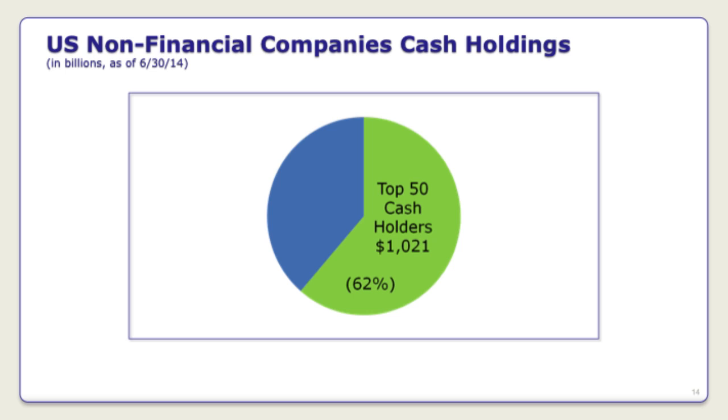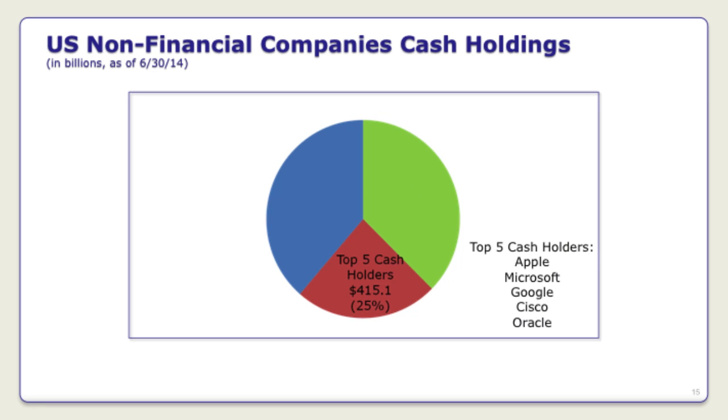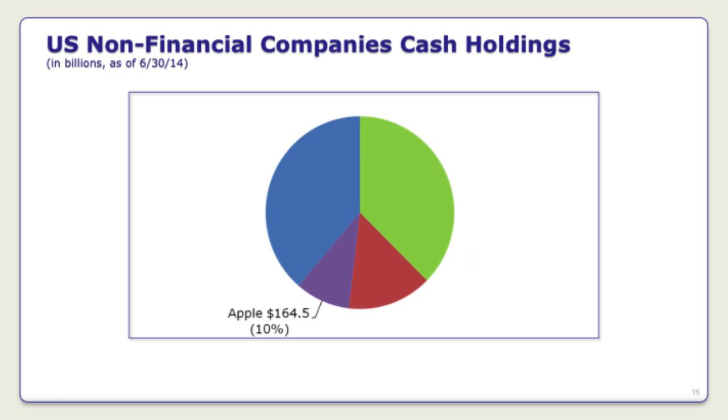And when we look at the largest cash holdings, it's specifically held in a subset of highly profitable firms. 20% of this total comes in healthcare and pharma. 55% of it comes in the tech sector. When we look at the top 5 cash holders, they are all in the tech sector, and they alone hold 25% of the total. And Apple alone holds 10% of the total.